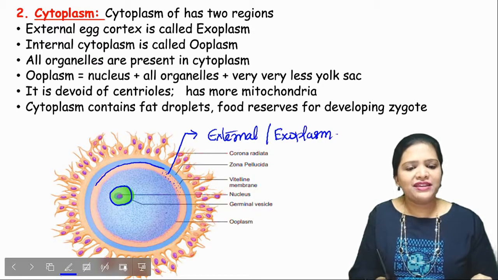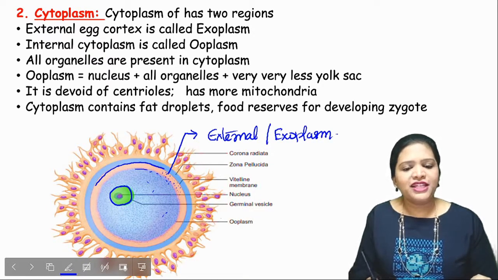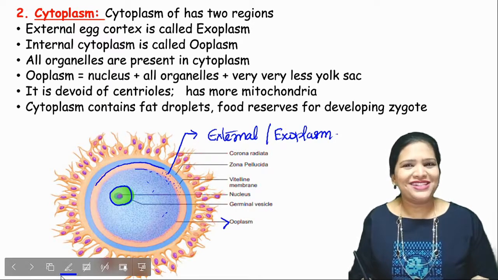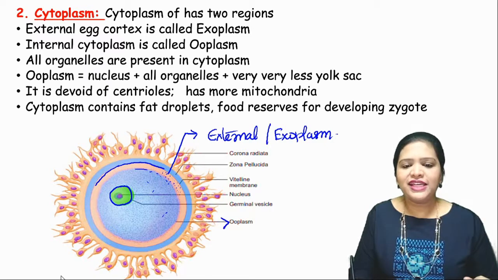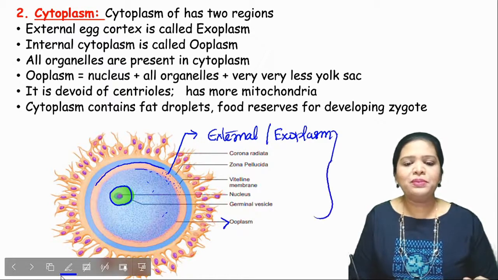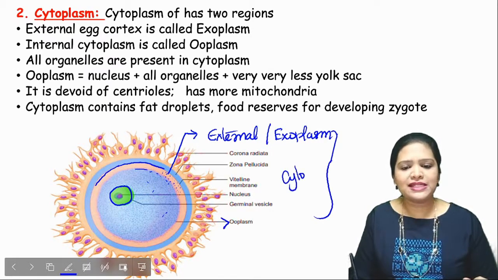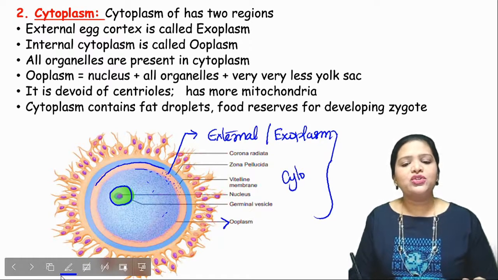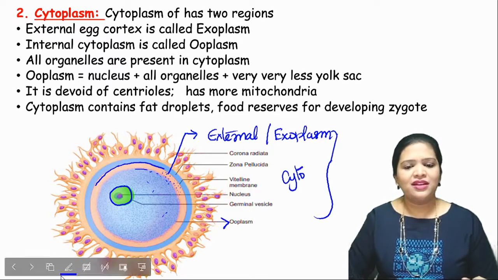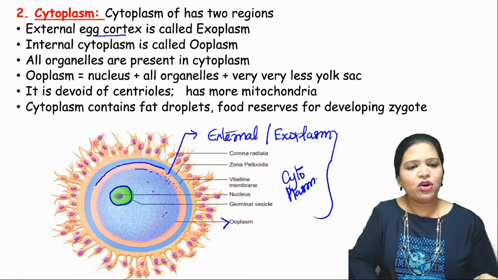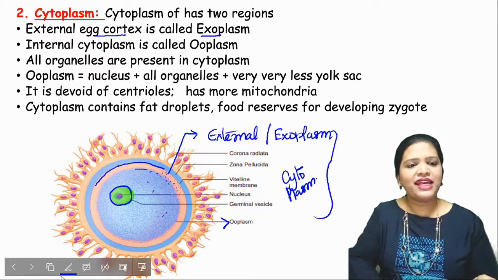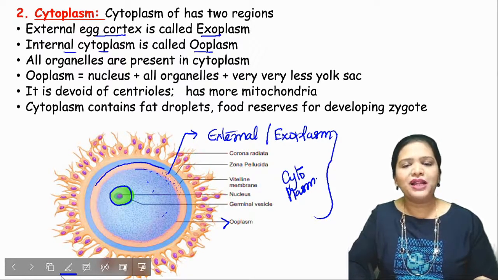Okay, and this blue color thick region you see here is called ooplasm. So both are cytoplasm. Both the exoplasm and ooplasm together we call cytoplasm. But cytoplasm has two regions. The external egg cortex is exoplasm and the internal cytoplasm is called ooplasm.